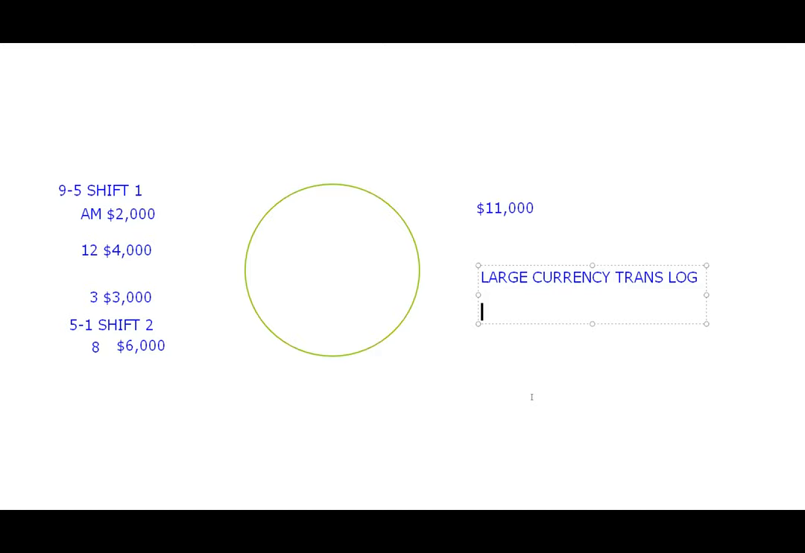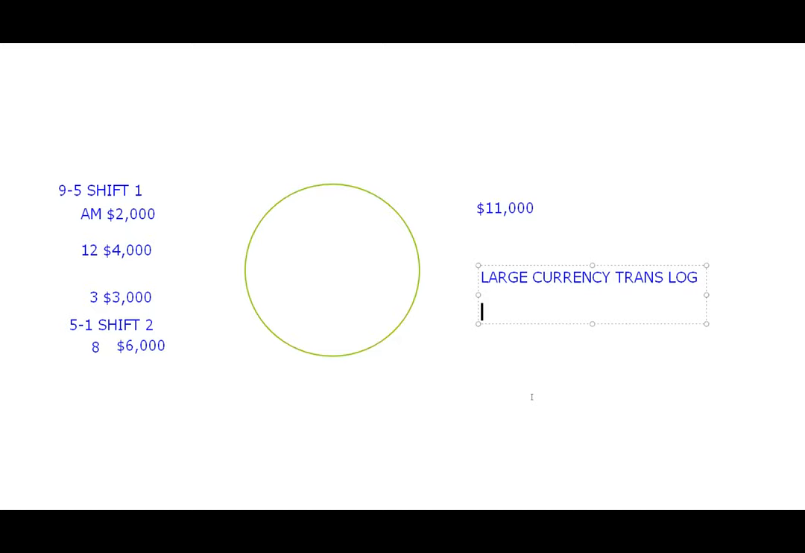If somebody comes in and does $500, they would have to come in a lot to get to $10,000. They'd literally have to come in 20 times to get a $10,000 transaction, if they're doing $500 a pop. So a good rule of thumb is $2,000 or more.